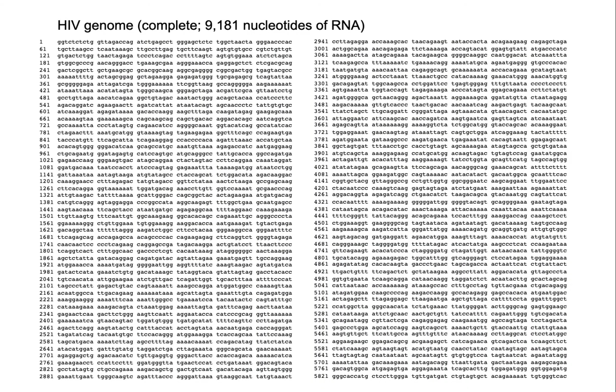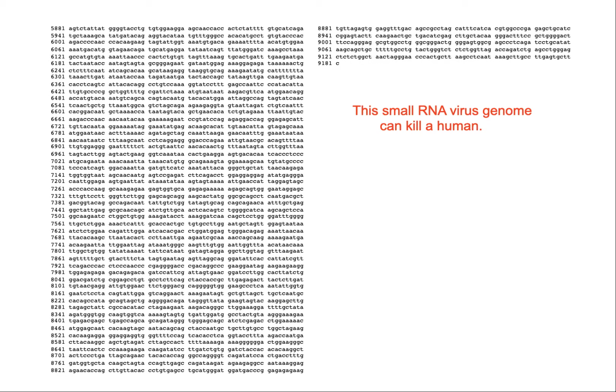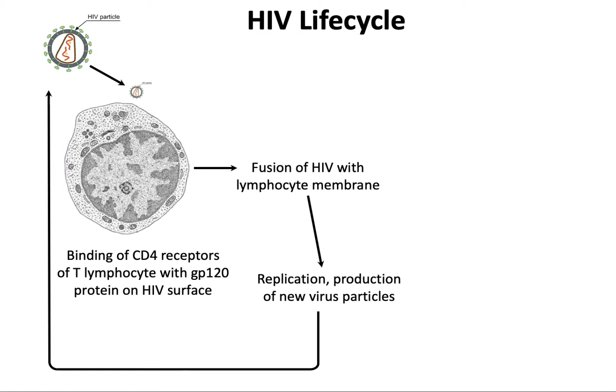Here is the sequence of HIV. The complete sequence is 9,181 nucleotides of RNA, although there are variations on this total length for different strains of HIV. And it's always surprising to me that you have a virus with a very small genome, only 9,100 and something nucleotides, but it can take down and kill a human that has a genome size of 3.2 billion nucleotides. Here's the life cycle of HIV.